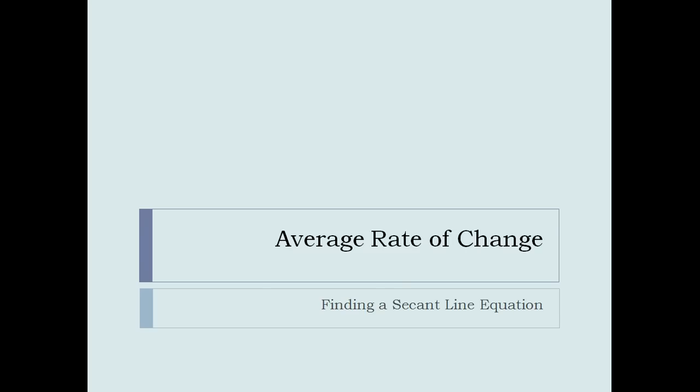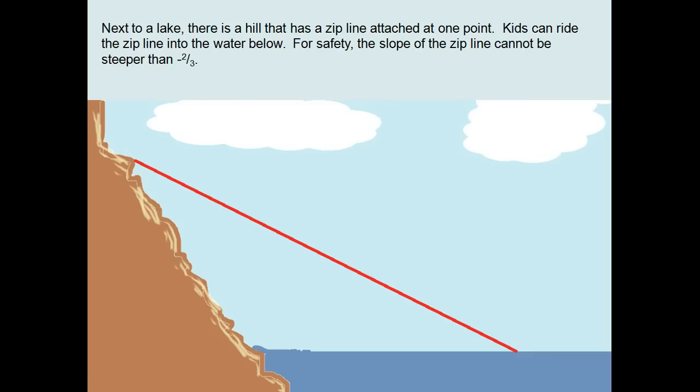Now we're going to find the average rate of change of a function and use that to find the secant line equation of the function. So we're going to do a word problem here. Next to a lake we have a hill that has a zip line attached at one point, and kids can ride it down into the water below, and for safety the slope of the zip line cannot be steeper than -2/3.